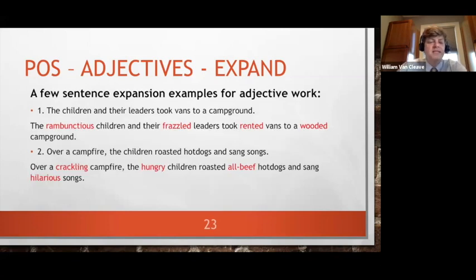So I just made some examples here for you. The rambunctious children and their frazzled leaders took rented vans to a wooded campground. And over a crackling campfire, the hungry children roasted all beef hot dogs and sang hilarious songs. So really the sky's the limit on these.